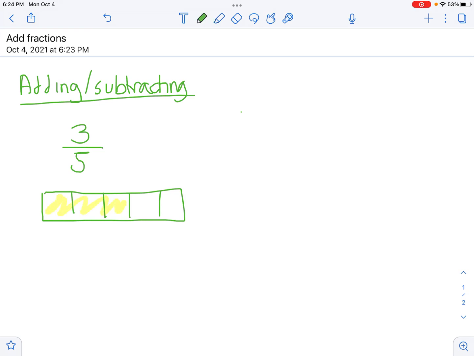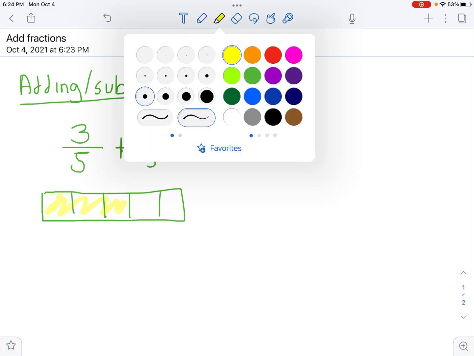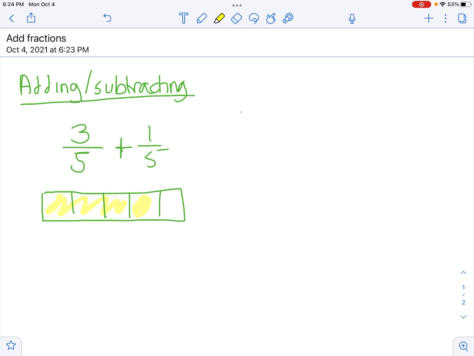So if you were going to add something that was also in fifths, plus 1/5, then you'd be saying 3/5 plus 1/5 gives you 4/5. So we're still talking about fifths. 3/5 plus 1/5 is 4/5.